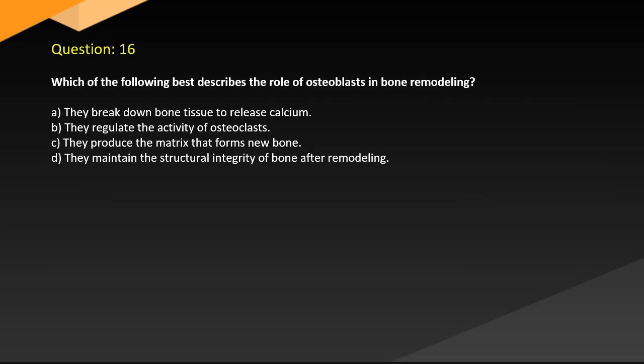Question 16. Which of the following best describes the role of osteoblasts in bone remodeling? A. They break down bone tissue to release calcium. B. They regulate the activity of osteoclasts. C. They produce the matrix that forms new bone. D. They maintain the structural integrity of bone after remodeling.